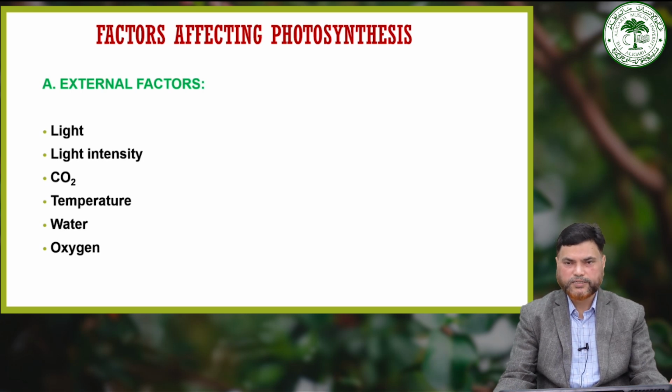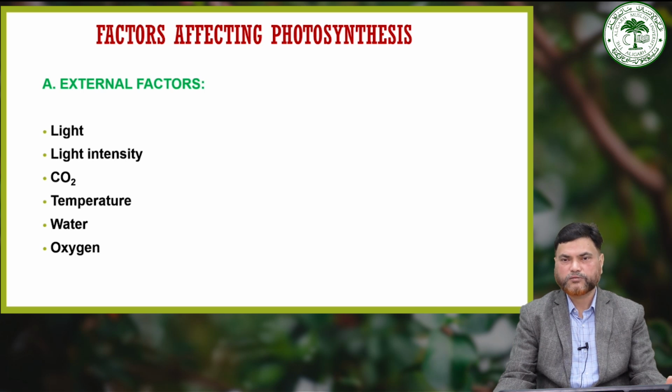Now, how does carbon dioxide affect the process of photosynthesis? Carbon dioxide is generally present in the atmosphere at about 0.03%, or you can say 330 ppm by volume. An increase in carbon dioxide concentration up to around 1% can enhance the rate of photosynthesis. However, excessively high concentration of carbon dioxide can be toxic and lead to a decrease in the rate of photosynthesis.